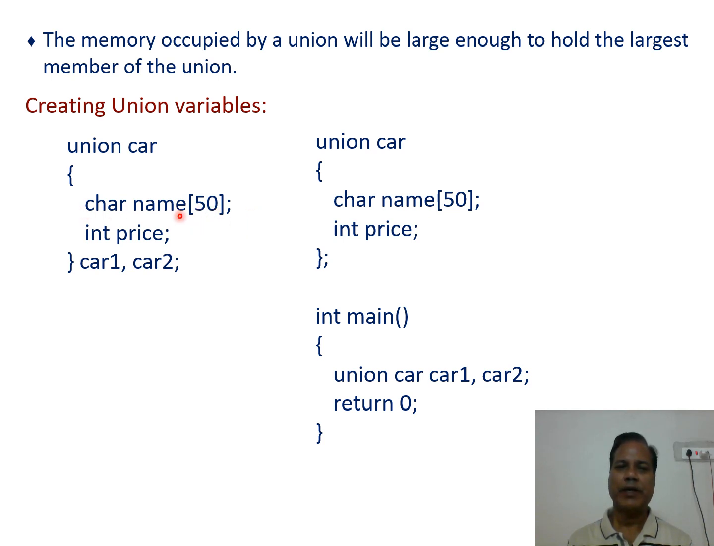Char name[50]; this statement is used to store the name of the car. Then int price; it declares the integer variable price to store the price of the car. Then after the closing brace, car1, car2, then semicolon. Two union variables car1 and car2 are declared.